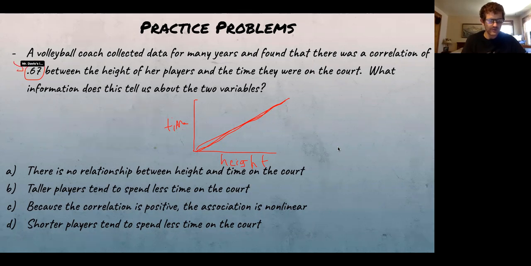So that doesn't make sense. Taller players tend to spend less time on the court? The taller you are, it looks like the more time you spend, so that's not right. Because the correlation is positive, the association is nonlinear? That's not true. I will say only knowing the correlation means you still need to see the scatter plot, but for this problem, that's not an issue. Shorter players tend to spend less time on the court? Well, yeah, that seems to be true. So there's your answer.